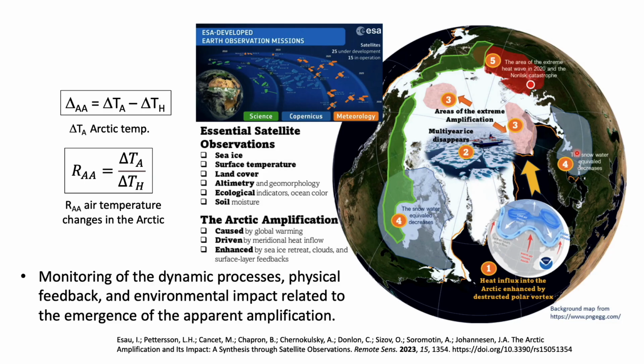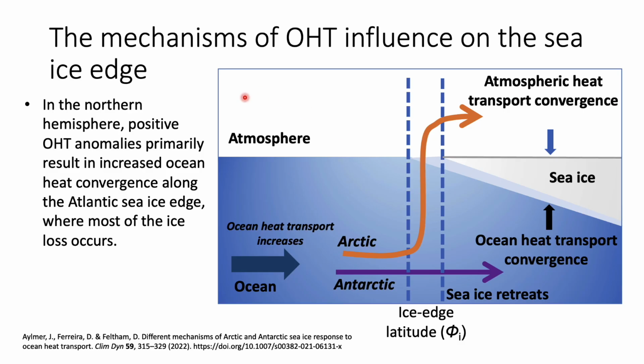That means whatever is the permafrost in these areas started melting, and here is the place where the areas of extreme heat waves were observed in 2020, and also in this area the Norilsk catastrophe, that is the oil tanker accident, happened in this particular area. So by monitoring this dynamic process, physical feedback and environmental impact related to the emergence of Arctic amplification can be seen through these kinds of images. And how the mechanism actually happens.